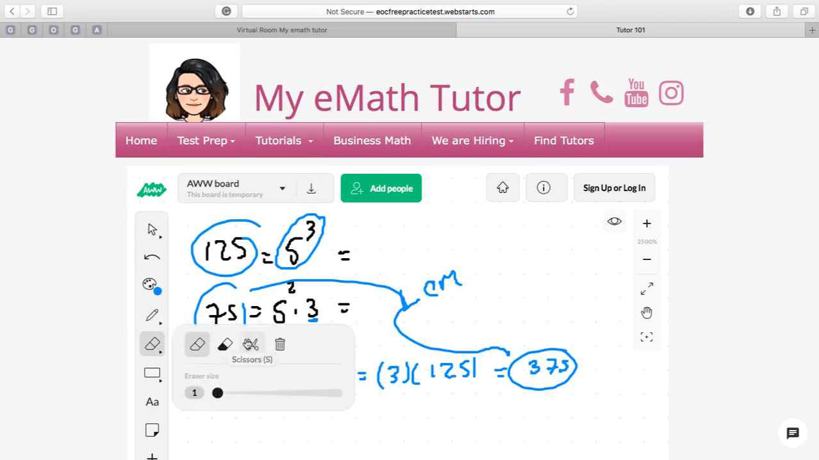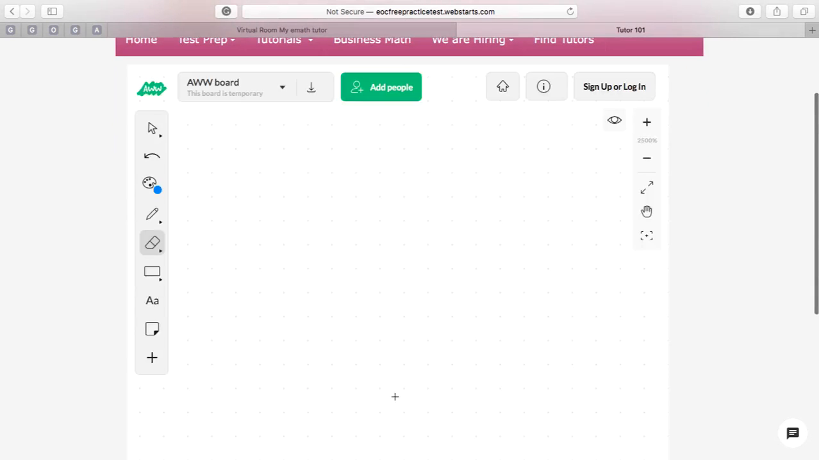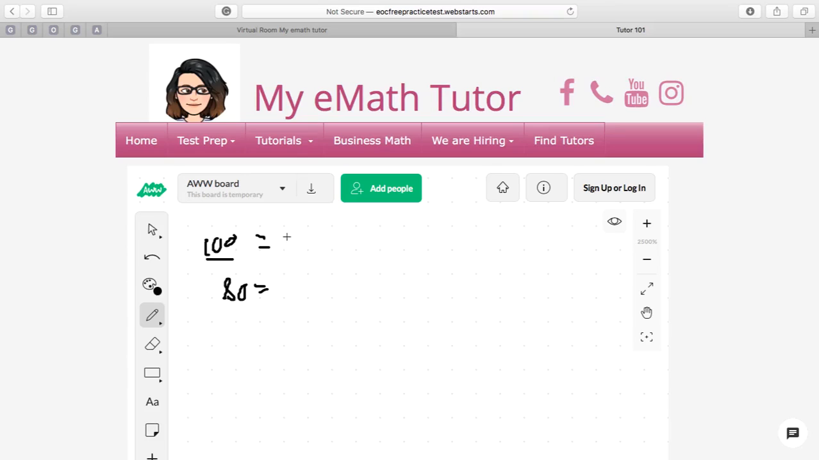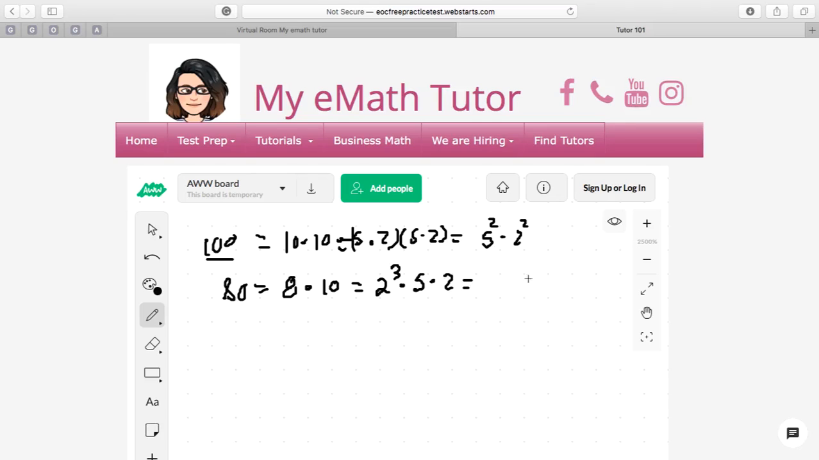Let's do the last one. So let's go ahead and do, let's see, 100, and then let's do 80. Now let's do the prime factorization. So 100 is the same as 10 times 10, or I can say 5 times 2, 5 times 2, and then I see that this is 5 squared times 2 squared. Awesome. Let's do 80. 80 is also 8 times 10, which is going to be 2 cubed times 5 times 2, or 2 to the 4th times 5.